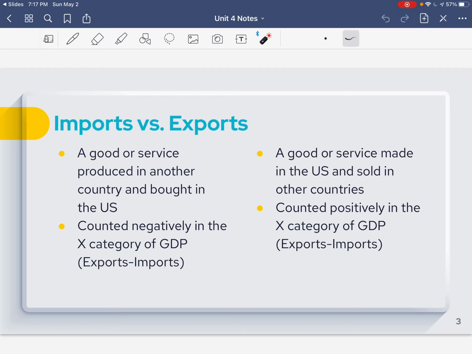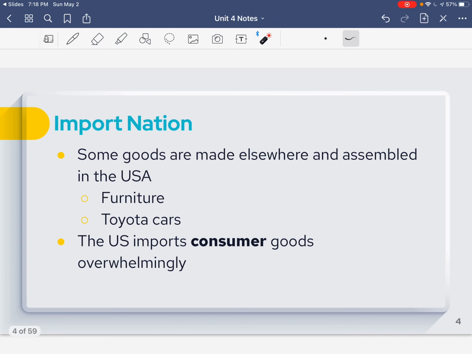So remember that in our formula for GDP, it's C plus I plus G plus X, and that X is net exports, and that net exports is exports minus imports. So exports actually count positively in our GDP. They help our GDP grow, whereas imports count negatively in our GDP because we want to export more than we import, and we'll get to that. Unfortunately, the U.S. is an import nation, so most of the goods that Americans consume were made in other countries.